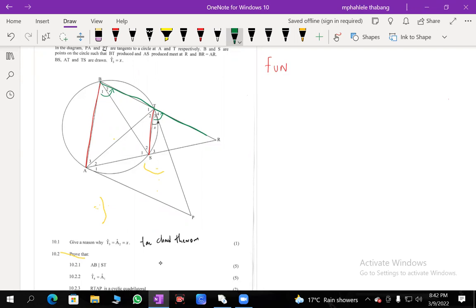So it's going to be tricky in that case.